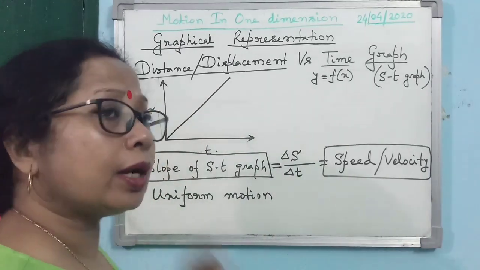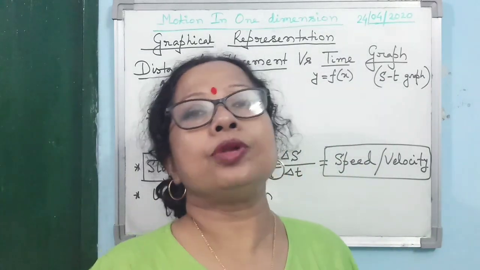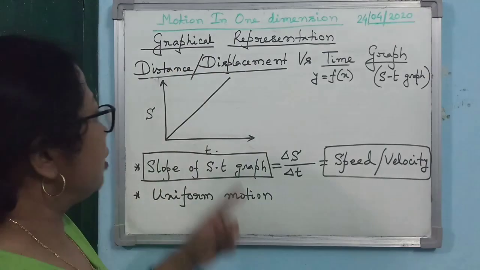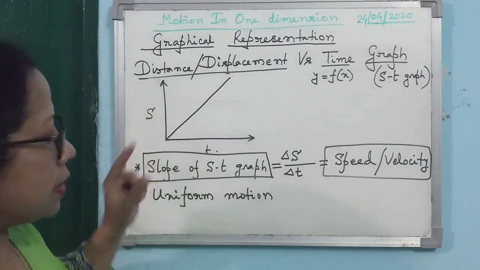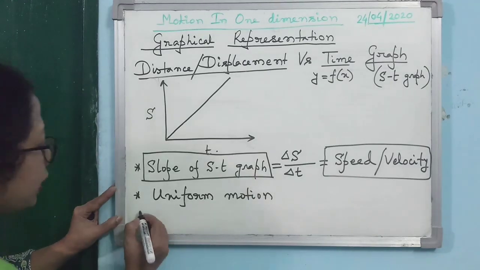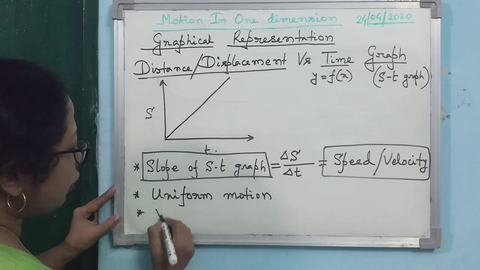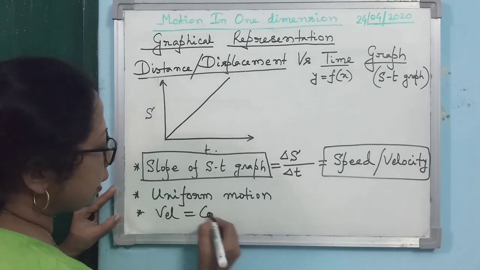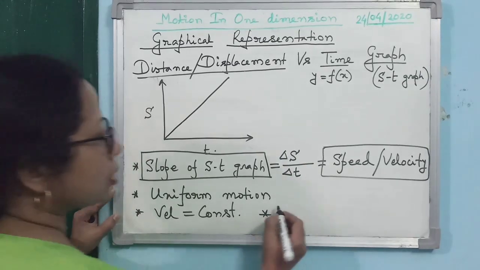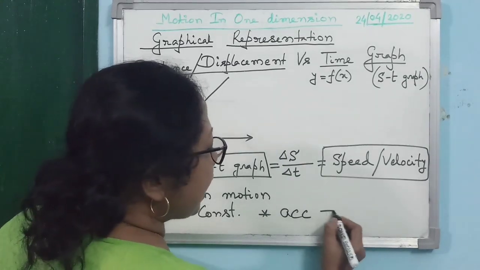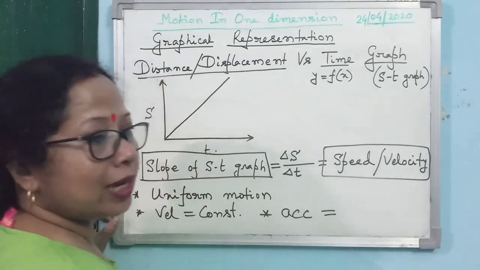So you may get a question like this on this topic. Draw the ST graph for uniform motion. Then for uniform motion, the ST graph will be a straight line passing through the origin. Then what are the other important conclusions you can draw from this one? Uniform motion means velocity constant. Now the next point: velocity constant means what will be the acceleration? Acceleration is change in velocity by time.